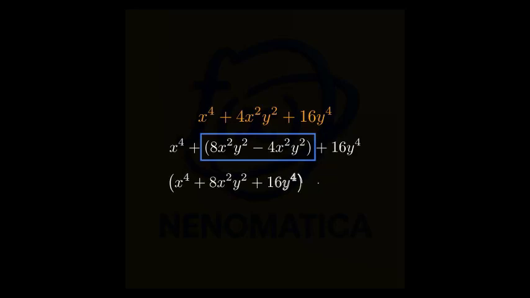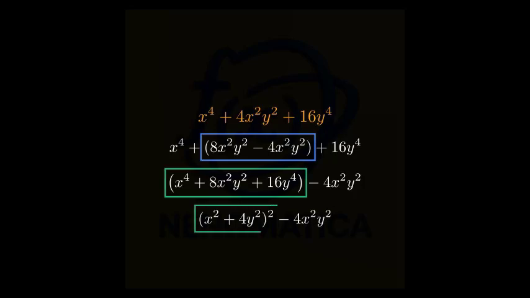(x squared to the second power plus 8x squared y squared plus 16y to the fourth) minus 4x squared y squared. Step 3. Recognize the perfect square. The first group is the square of x squared plus 4y squared. (x squared plus 4y squared) squared minus 4x squared y squared.